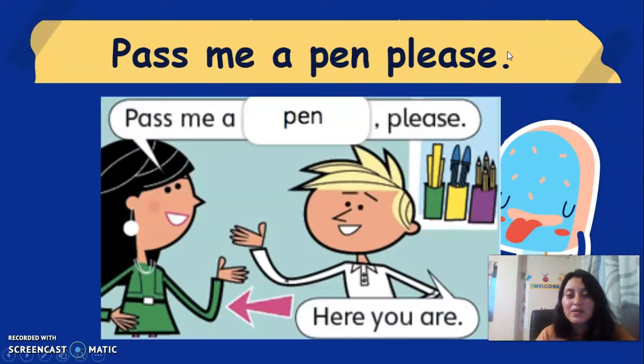Okay, good. And the last one. What does this picture mean? This woman says, pass me a pencil, please. Pásame un esfero, por favor. Pass me, pásame, por favor. Okay, Haddie, good. Now we're gonna act these classroom instructions, okay?